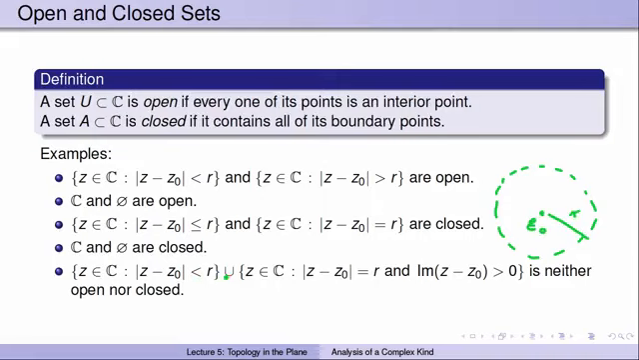That's this first set. And then I'm including those points on the boundary for which the imaginary part is greater than 0. So these points are also part of my set, but these points down here are not. And so since not all boundary points are included, the set is not closed. But it's also not open, because for points up here, I cannot find a disk around such a point that is entirely contained in my set, because part of it will always be sticking out.